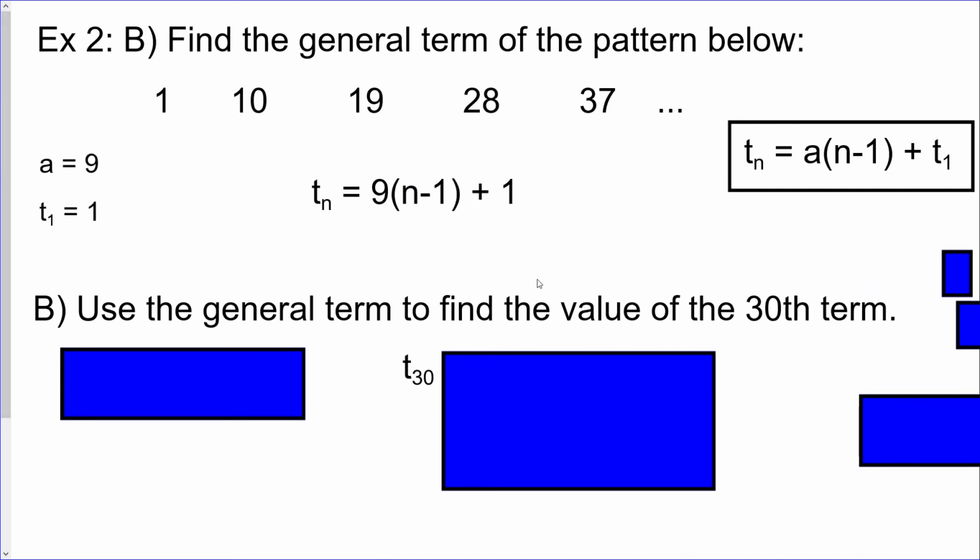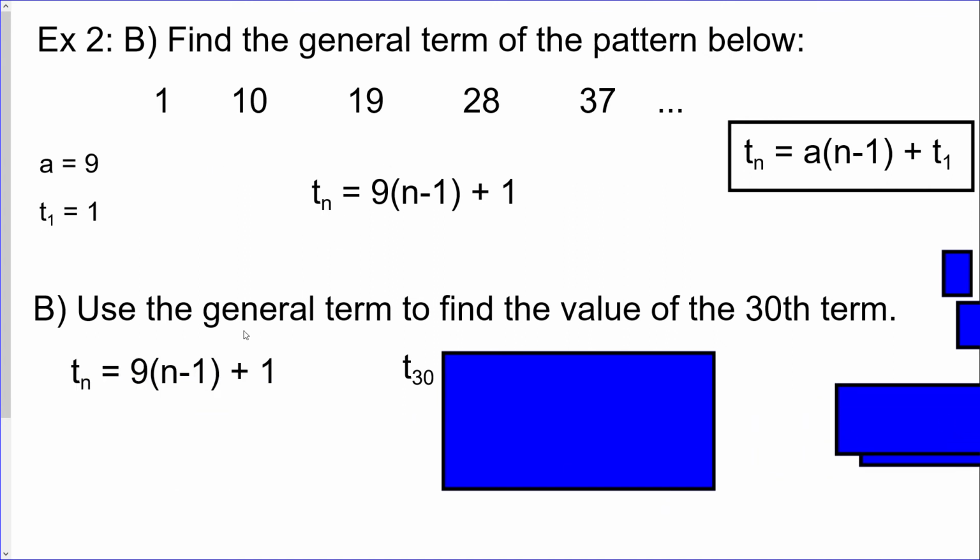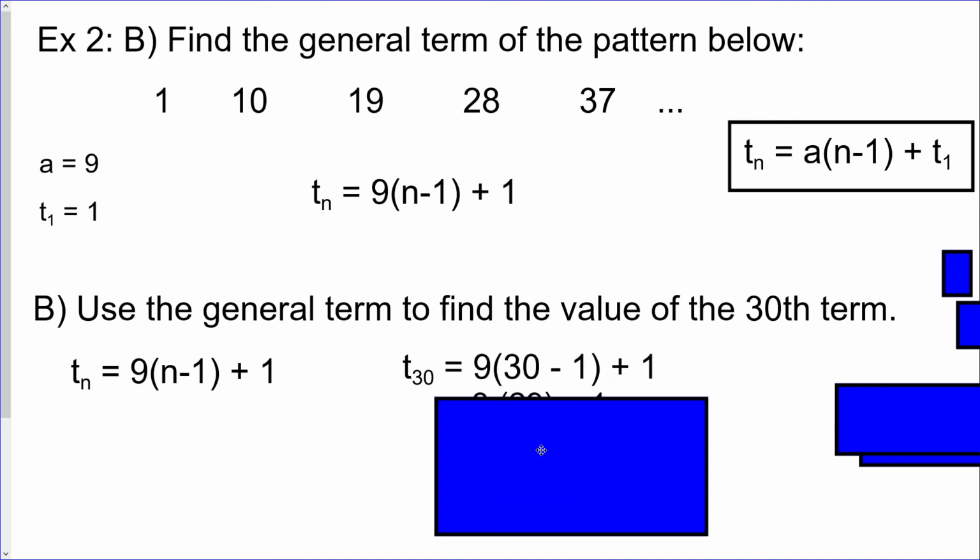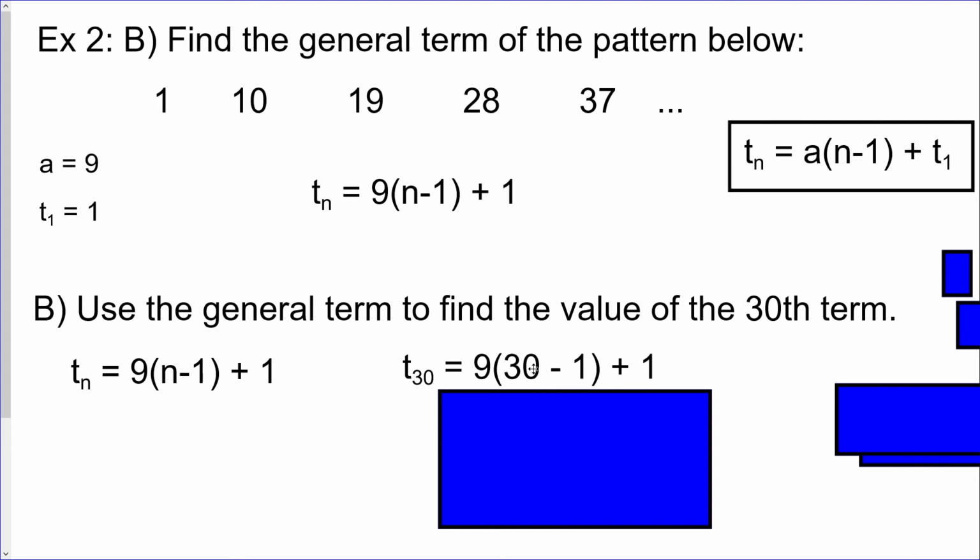Okay, that means your general formula should look like that, with a 9 in the spot where a used to be, and a 1 in the spot where T1 used to be. Okay, then we use our general term to find the 30th term, or the value of the 30th term. So the 30 would go in place of where the n used to be in the formula that we've made. Okay, that's all a general term really means. It's like a formula that you can use to find the value of anything in that pattern. Okay, that's all it is.